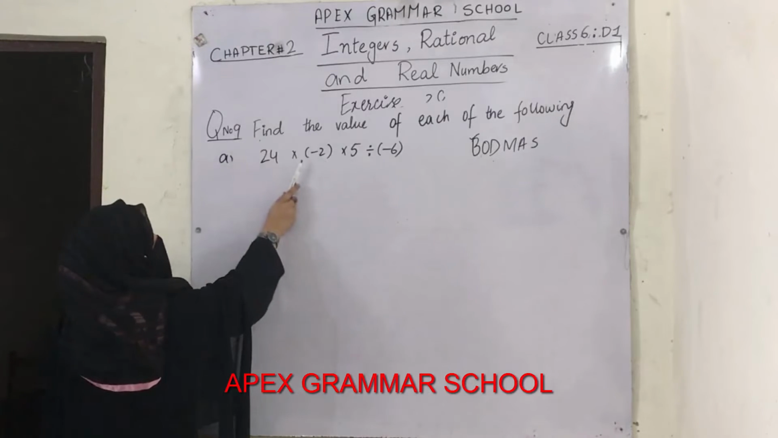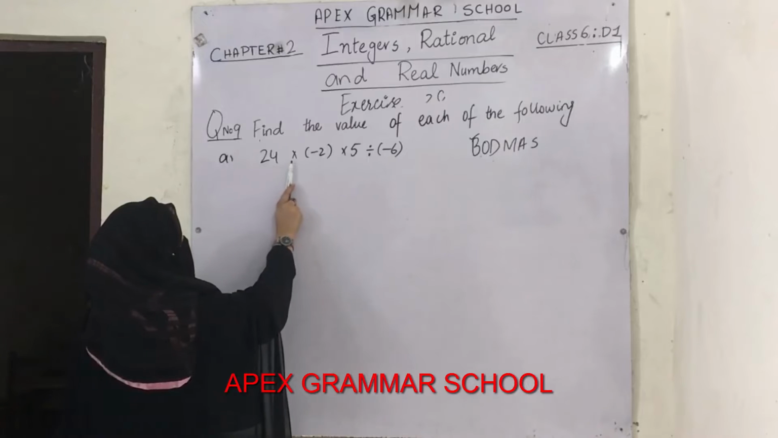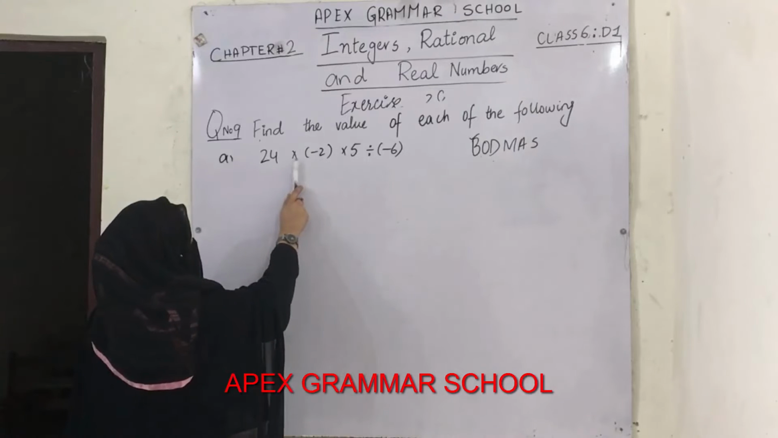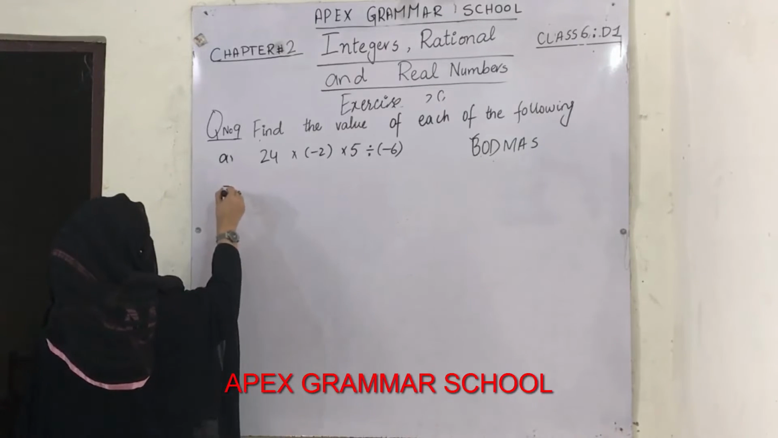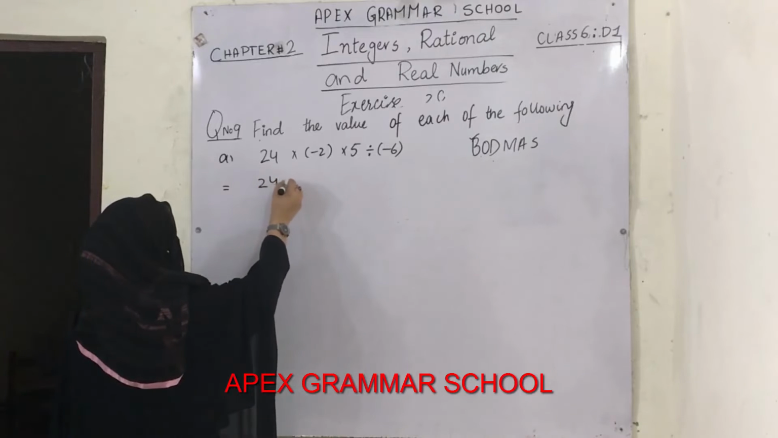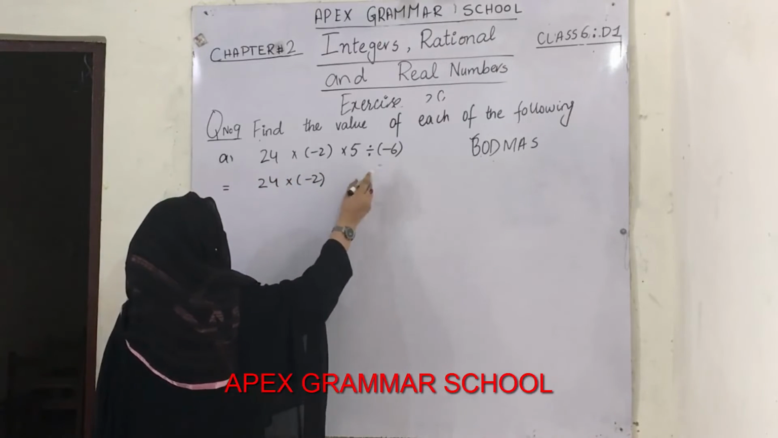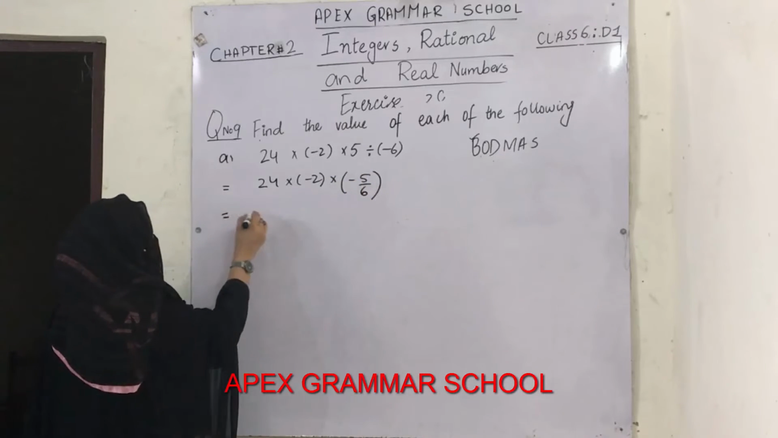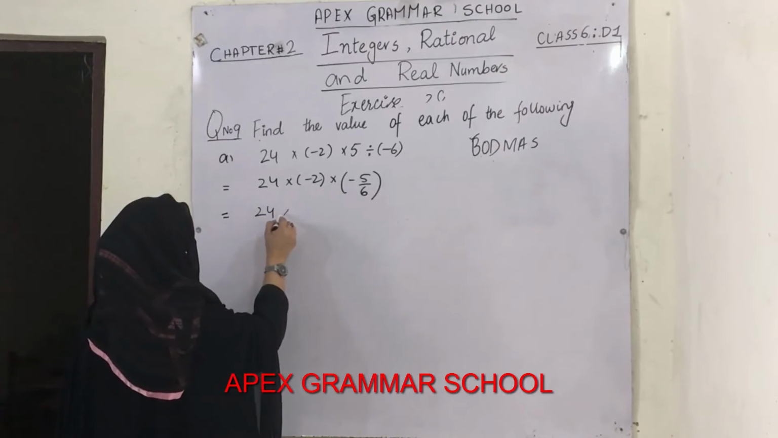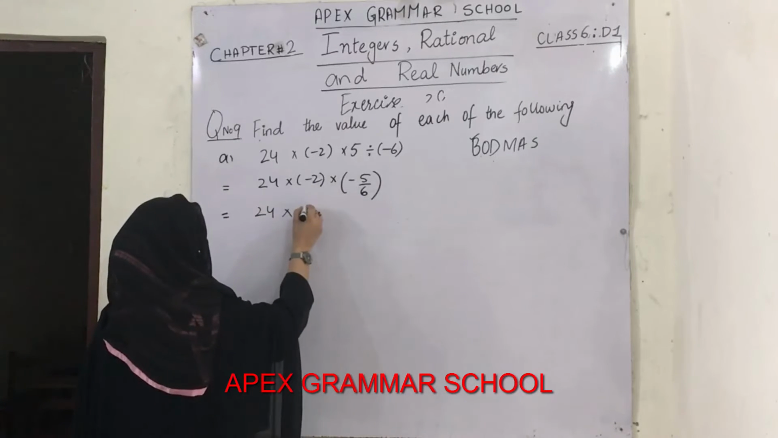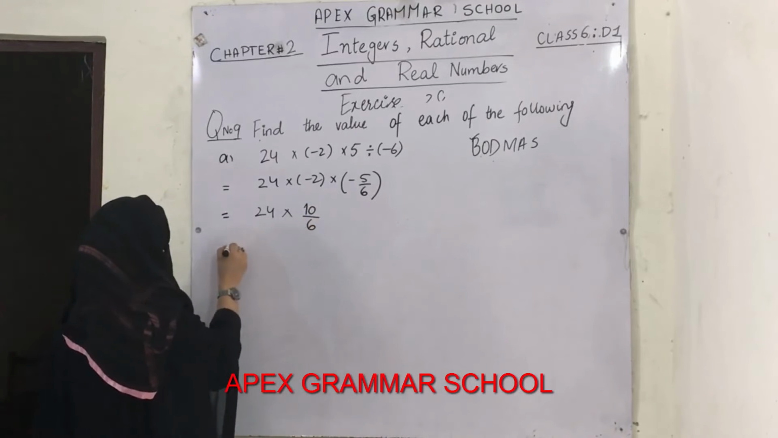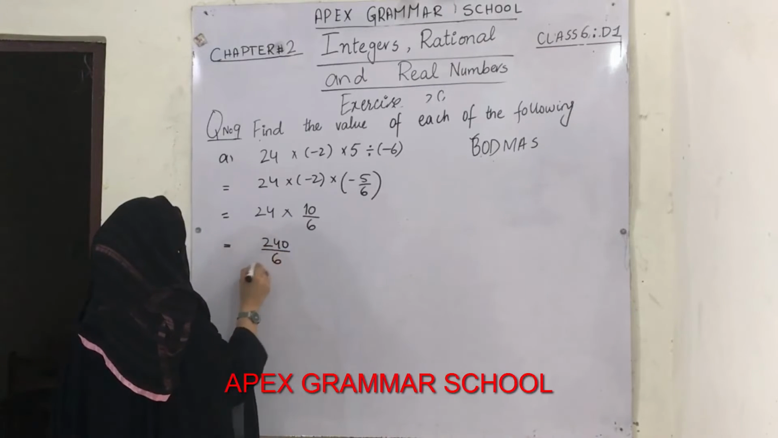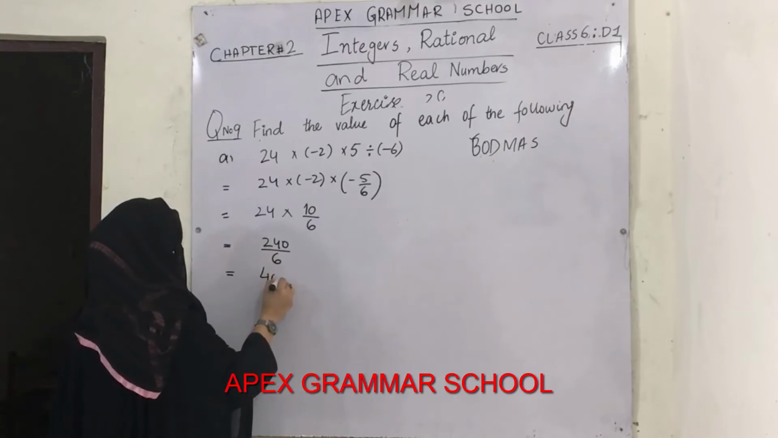Question number 9. Find the value of each of the following, a part. 24 multiplied by minus 2 multiplied by 5 divided by minus 6. So there are two operations, multiplication and division. So we have to solve division first. 5 divided by minus 6, we can write it as minus 5 by 6. Now I am going to multiply minus 2 with it. Minus minus will be plus. 2 5s are 10, 10 divided by 6. 24 into 10 is 240 divided by 6. And after division you will get 40.